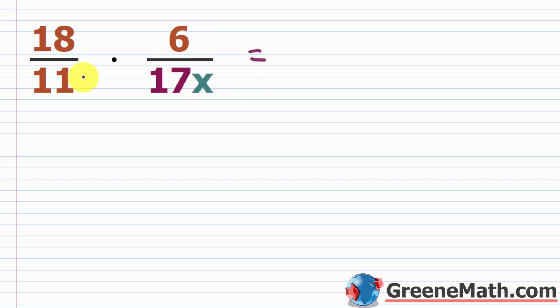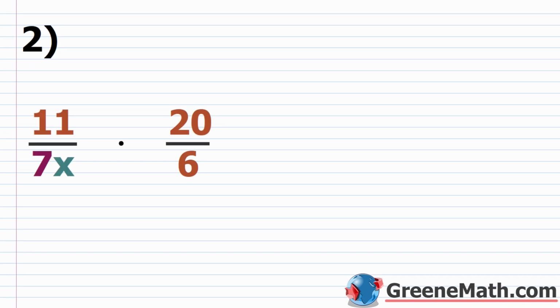And if I look across, 18 and 17, no. 6 and 11, no. So everything there is as simplified as I can get it. And so I'm just going to multiply across. So 18 times 6 would be 108. And then 11 times 17x, well, 11 times 17 is 187. And then x would come along for the ride. So that's our answer there, and we can't make it any simpler. We just have 108 over 187x.